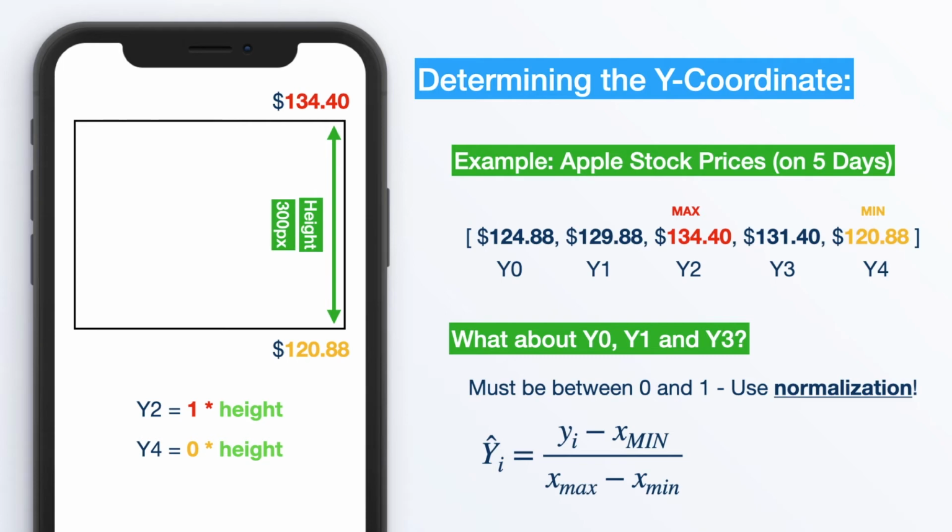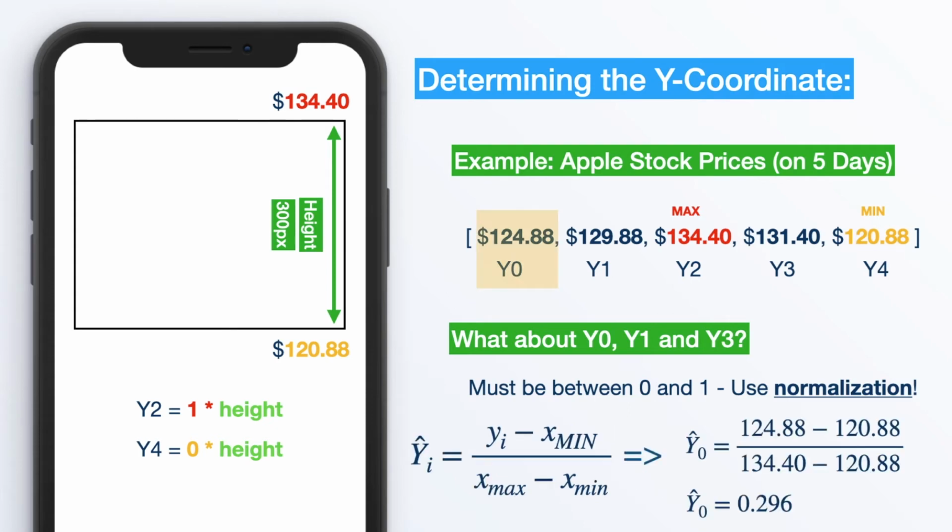Well, there's this formula that's called the normalization formula. And let's do an example. In this case, we're looking at the y0. We take the y value, so in this case, y0, 124.88, and we subtract the minimum from it. So the minimum is 120.88. We divide this by the maximum value minus the minimum value. So in this case, 134.4 minus 120.88. And we get a value between 0 and 1 that represents y0.